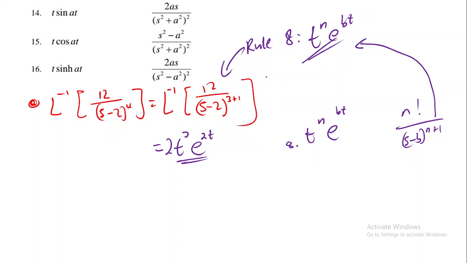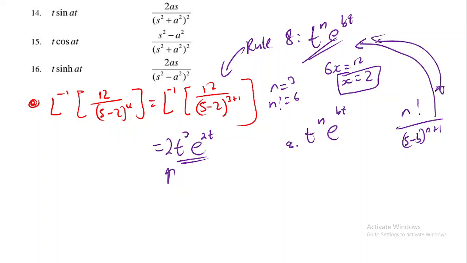So we can easily spot here where our n is. N is equal to 3, and n factorial will be 6. So I ask myself, what is that number which was multiplied by 6 so that we can have 12? So we're going to say 6x is equal to 12, and then we realize x is equal to 2. So that is why here we're having our 2, and we know if we're taking the Laplace inverse, we're moving from this part here to this whole thing here. We're going to use t to the exponent n, e to the exponent bt.